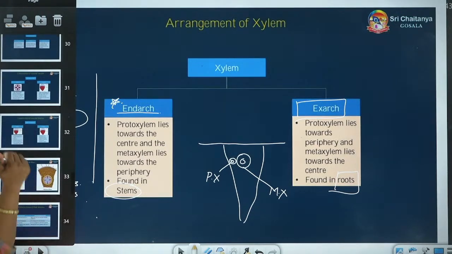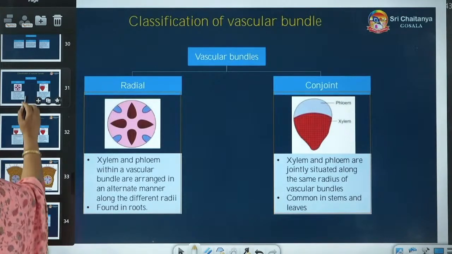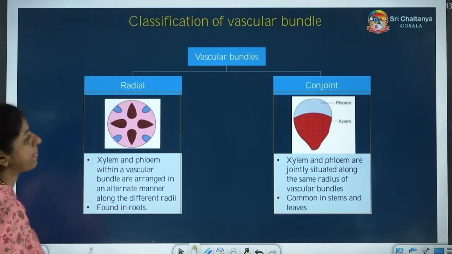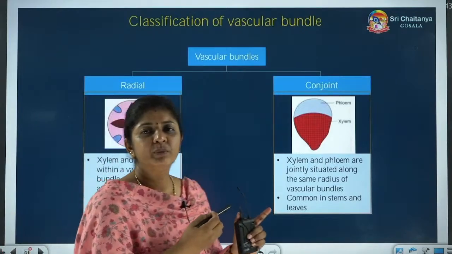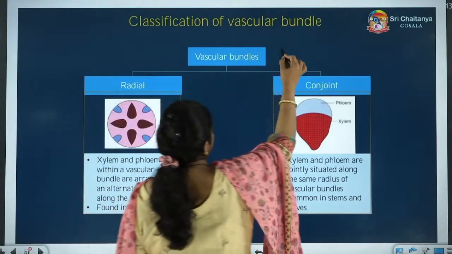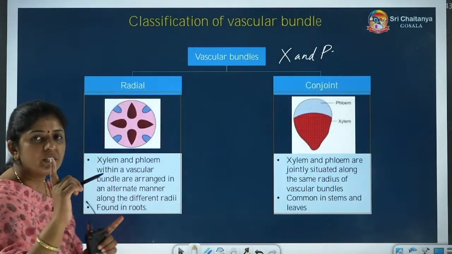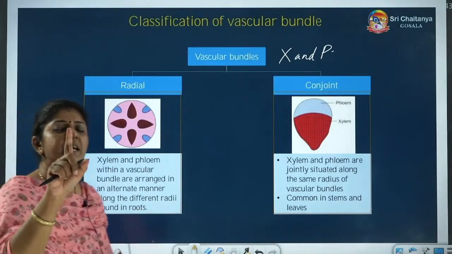Okay, one more thing I don't want to miss describing to you. Please focus here, all of you. Vascular bundles are what? They consist of xylem and phloem. Right? Now see, again, what one feature did I tell you for the root?